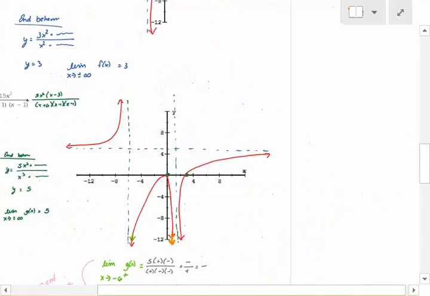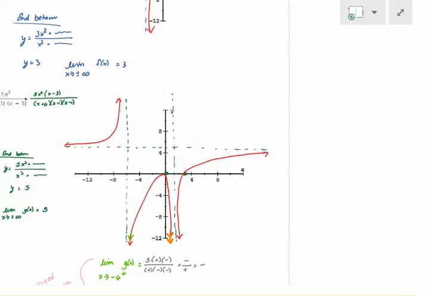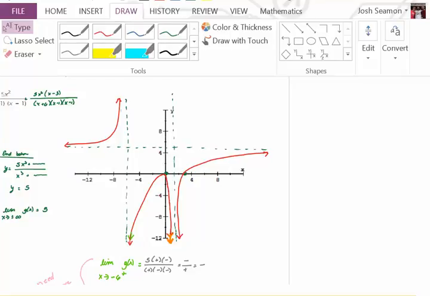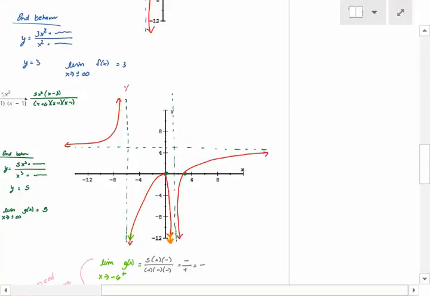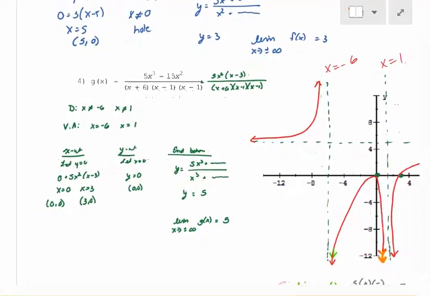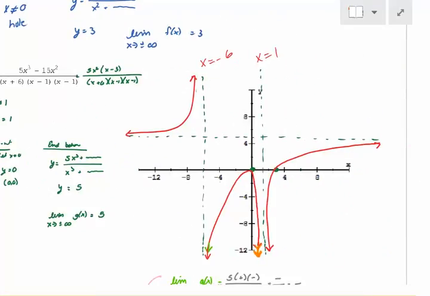So what could you immediately draw in right there? After you know what the vertical asymptotes are, what could you draw immediately? Yeah, x equals -6 and x equals 1. Exactly, right. So then you find the intercepts, (0, 0) and (3, 0) for the x-intercepts. So those intercepts are right there and right there.